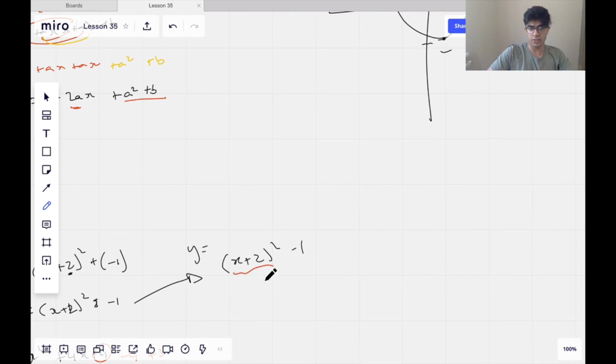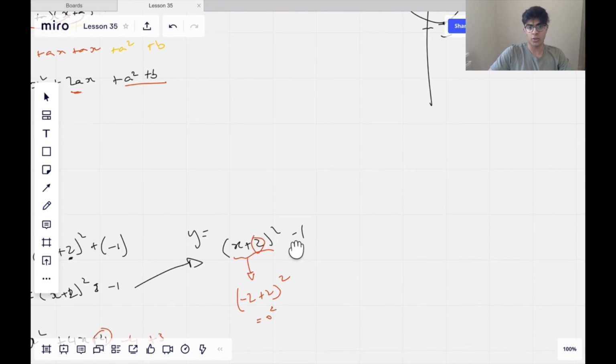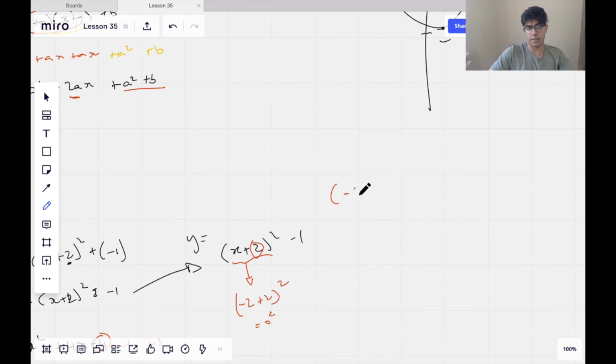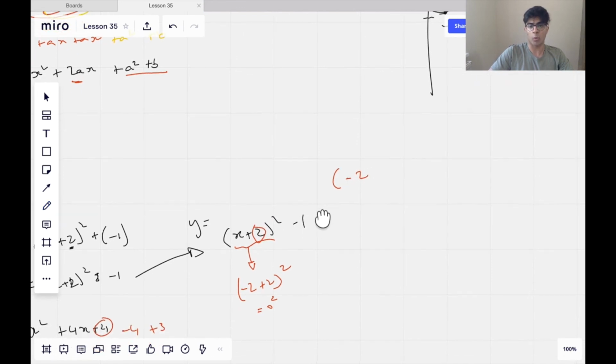And the way you can get this to 0 is if x equals minus 2. Well, minus 2 plus 2 squared is 0 squared, so that's just 0. That's the way you can get this as small as possible, is if you put the minus of this number here. In that case, our x term will be minus 2, because that's the minus here. And our y value, if we put minus 2 in, well, we have minus 2 plus 2 all squared, which is 0 squared, minus 1. So that's just 0 minus 1. So the y term is going to be minus 1, because this is what y equals, remember?